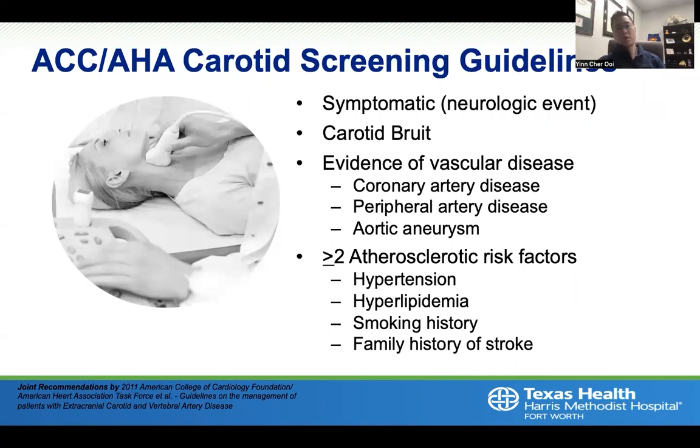The American Heart Association has very clear guidelines on which patients should be screened for carotid artery disease. All symptomatic patients with a prior neurologic event should be screened for carotid artery disease. Asymptomatic patients with a carotid bruit or evidence of systemic vascular disease, or two or more known atherosclerotic risk factors as listed, should also be screened for carotid artery disease.